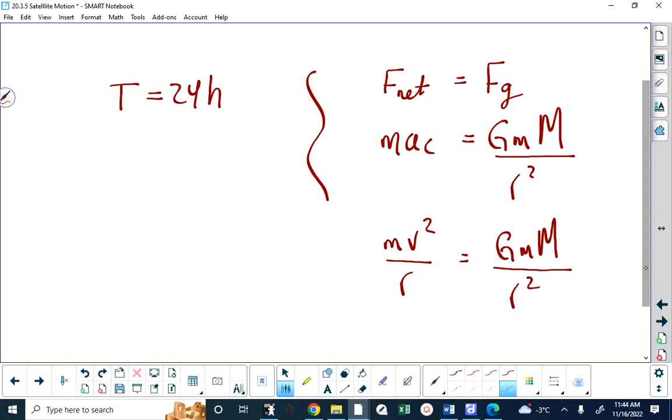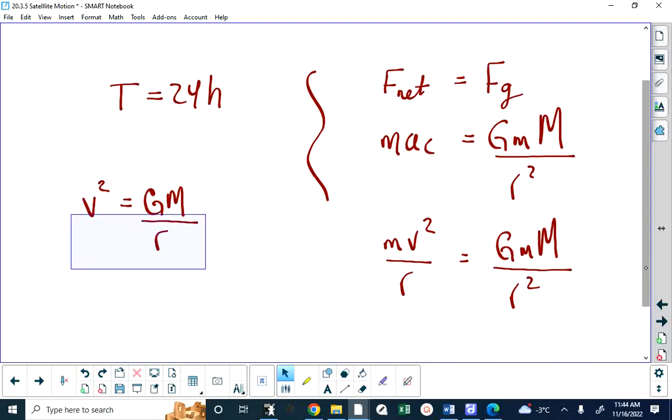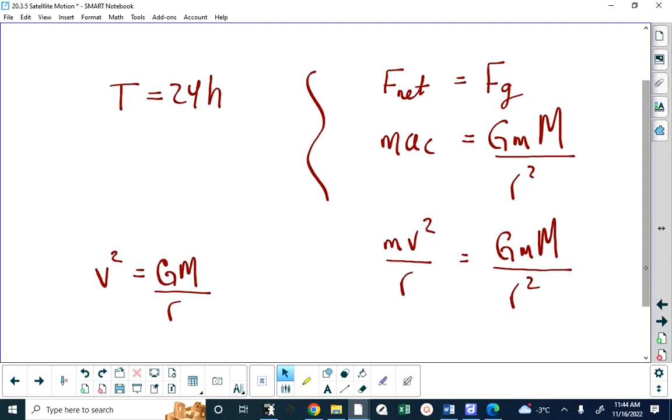A couple of things happen. The mass of the satellite cancels, one of the radius cancels, and you're left with V squared equals G, mass of the Earth, over R. We're trying to find R, because if we know R, we know where the satellite is. So what we're missing is v. But v is 2 pi r over T. And now we have a problem. And I hate to break it to you, but all this stuff we've written is not helpful.